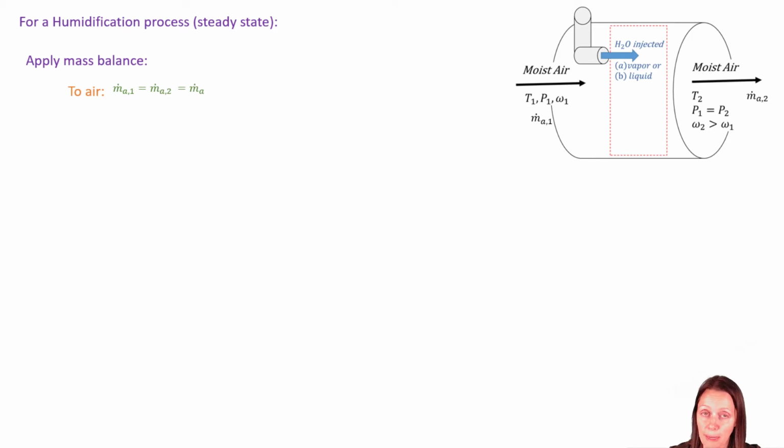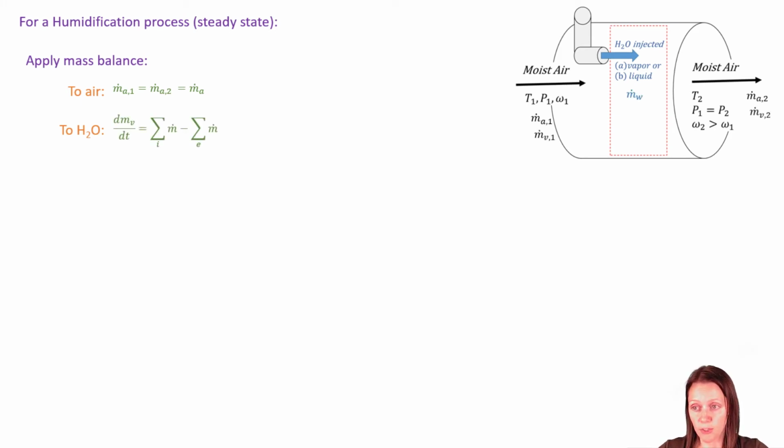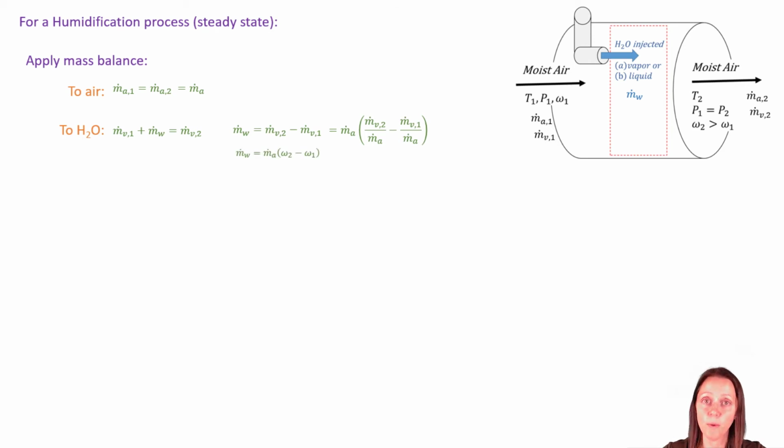Then I'm going to apply my mass balance for my water. Now here, I've got two inlets for my water and one outlet. So if I apply my conservation of mass, I've got m dot V1 and m dot W coming in, and then m dot V2 coming out. Then I rearrange this to get an equation for m dot W, isolating m dot A, so I can put m dot W in terms of the change in specific humidity.